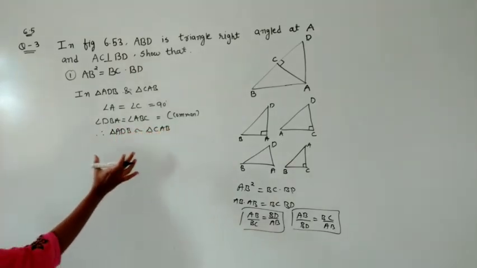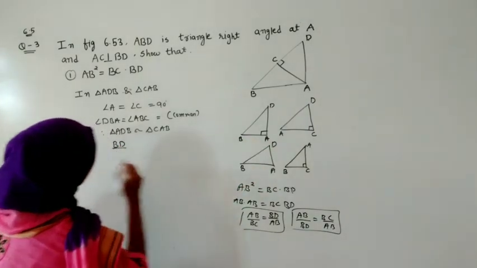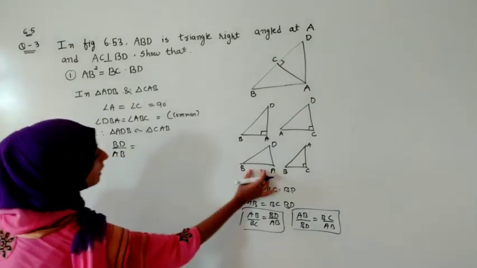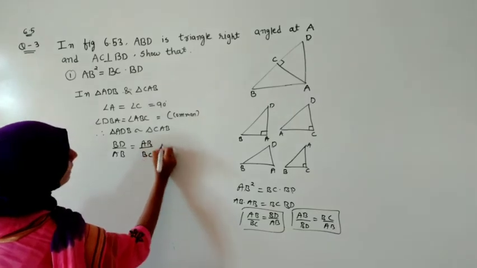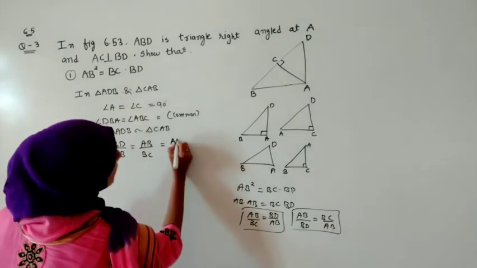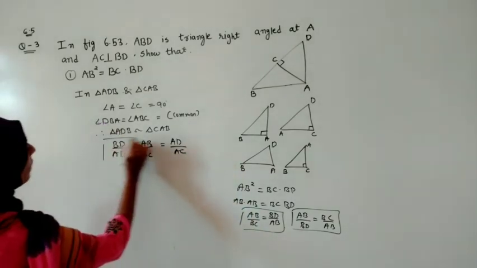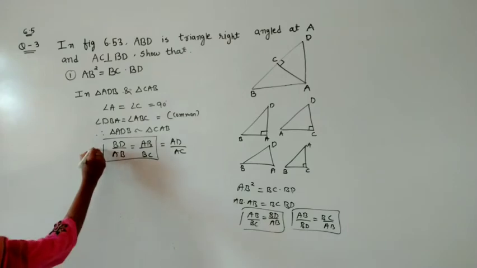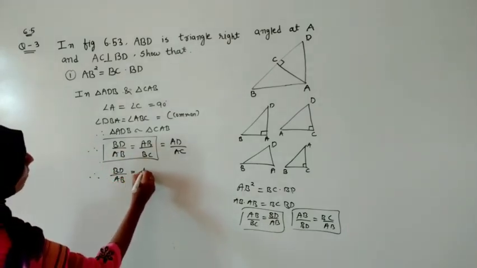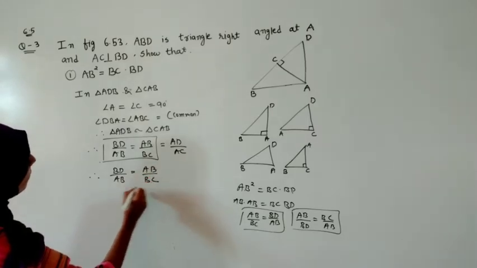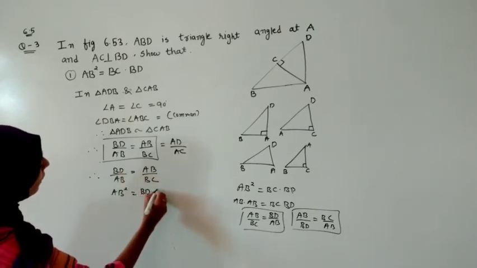If two triangles are similar, we can write the ratio of the sides, means we can write BD by AB, and that will be equal to AB by BC. So let us write AB by BC, and that will be equal to AD by AC. But as I told you so many times, whatever is useful to us, that we will take only. So here we will take BD by AB, equal to AB by BC. If we multiply, it will become AB square equals BD into BC.